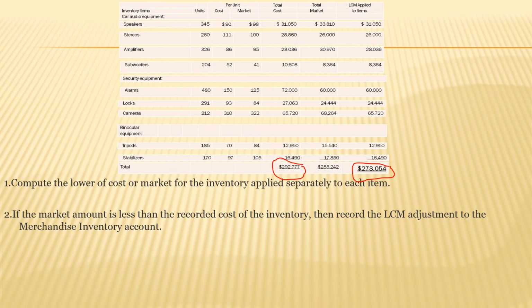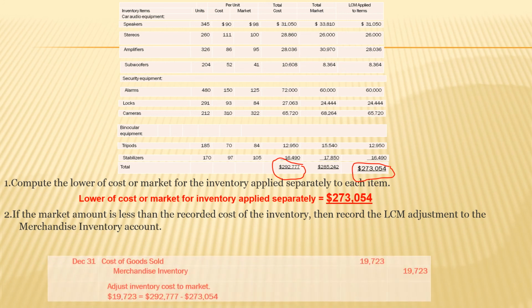So compute the lower of cost or market for the inventory applied separately to each item. It is 273,054, as we have just added all the numbers in the last column, LCM applied to items. Number 2, if the market amount is less than the recorded cost of the inventory, then we record the LCM adjustment to the merchandise inventory. The market amount is 285,242, and the cost of the inventory is 292,777. So we find that the market is less than the recorded cost of inventory. That's why we need to make an entry for the LCM adjustment.